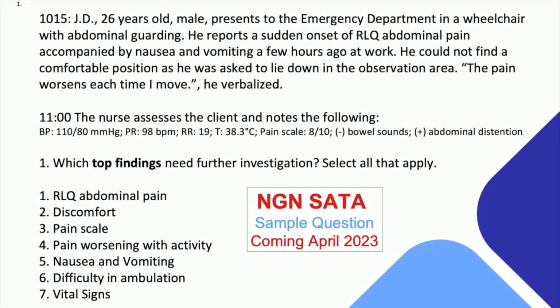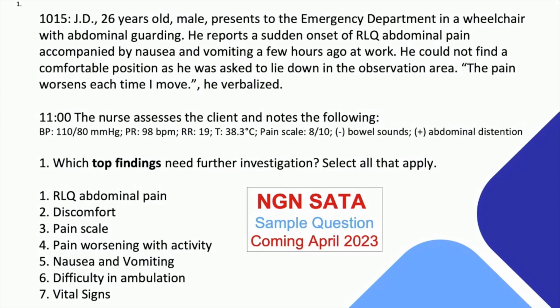At 11 o'clock, the nurse assesses the client and notes the following: blood pressure 110/80, pulse rate 98 beats per minute, respiration 19, temperature 38.3 degrees Celsius, pain scale 8 out of 10, negative bowel sounds plus positive abdominal distension. So the question is, number one, which top findings need further investigation?